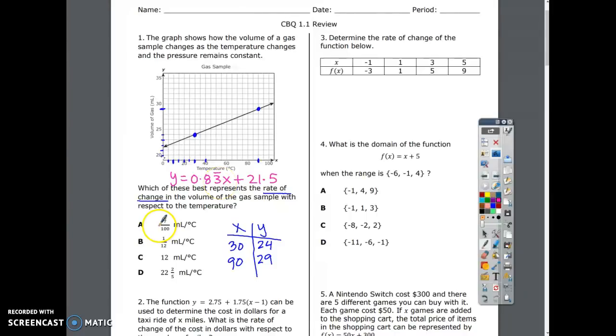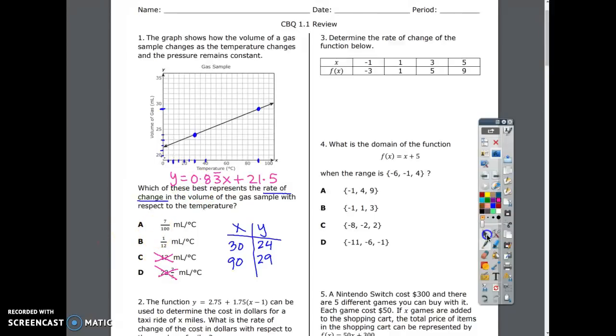Does this give you 0.083? Maybe. Does this give you 0.083? Maybe. Does this give you 0.083? No. That's 12, and this is 22. So it has to be one of those two. You would put it in the calculator, divide, and see which one gives you that number.